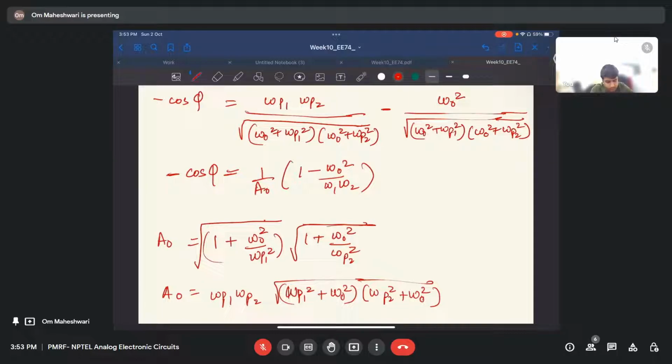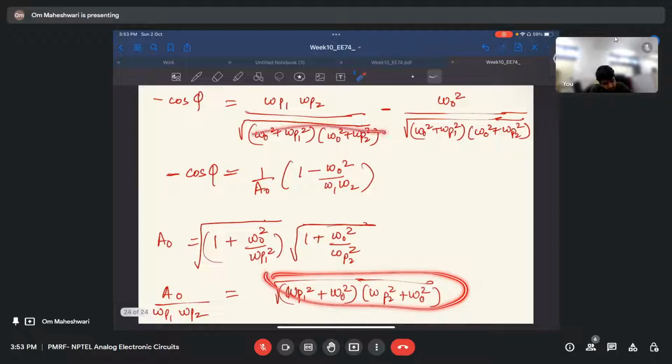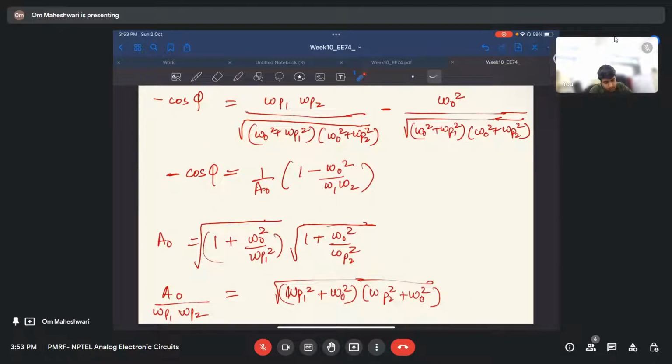Okay, so you don't have to do anything. Let me write it just like this: A upon omega P1, omega P2 equals this, and this term we have here. When we put it in this formula and solve, we will get this. This is the final expression. Anyways, let us take it forward.